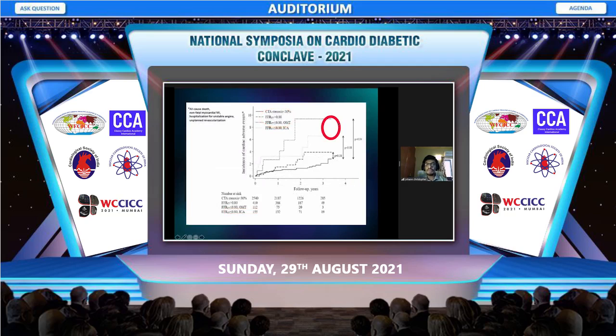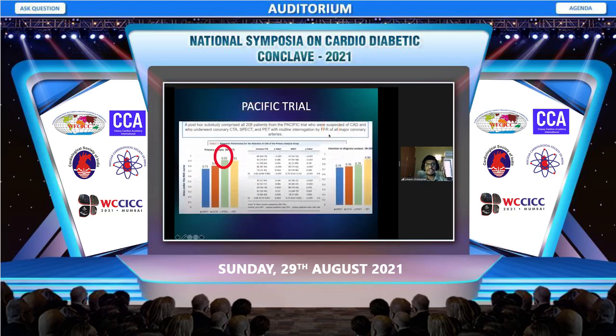Also, what is important is that if you have an FFR-CT of less than 0.8 and you do not revascularize your patients and keep them on medical management, they have a very high MACE compared to those you subject to revascularization. So very good revascularization data.